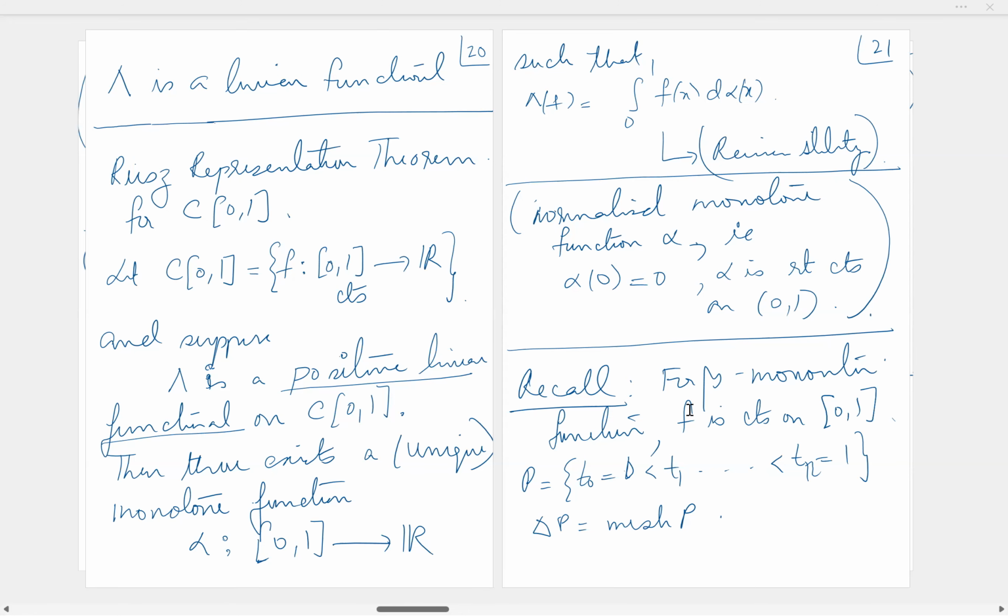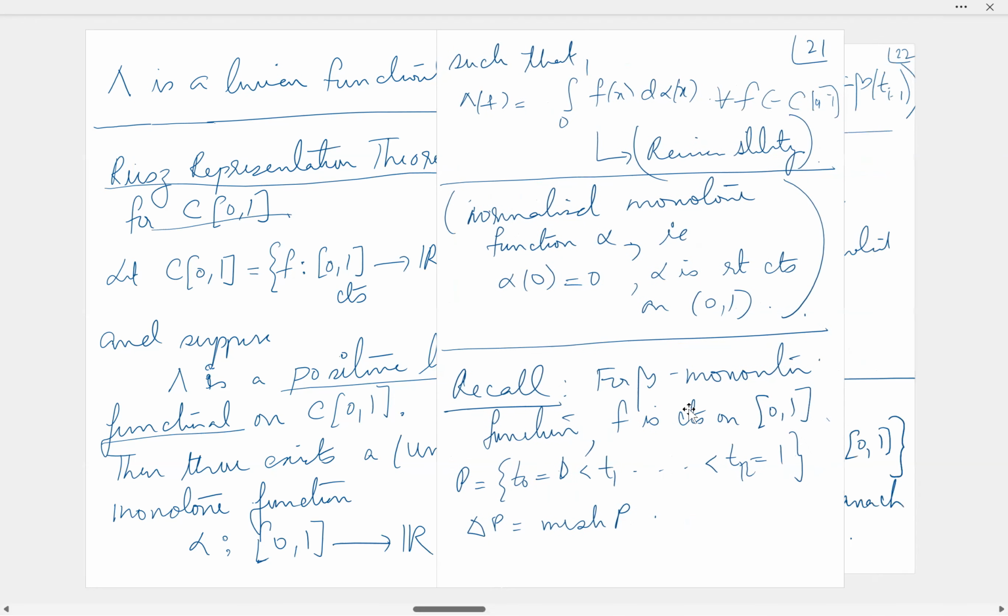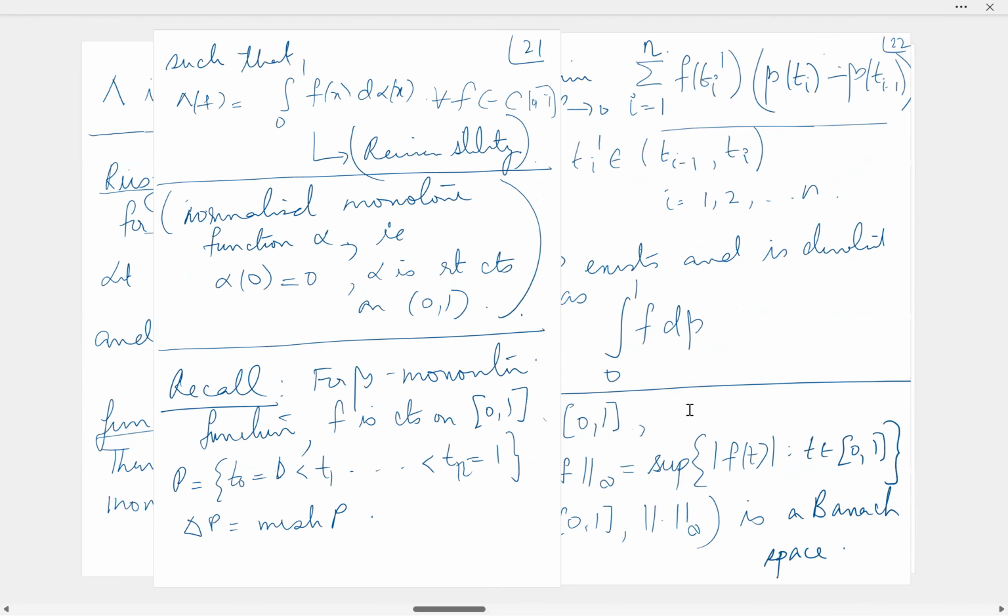So yesterday we were in the middle of proving the Riesz Representation Theorem for C01. I'll pick up the proof from where we left off. If you recall, this was the statement: delta is a positive linear functional, and we wanted to represent it as an integral. We've gone halfway into the proof already.